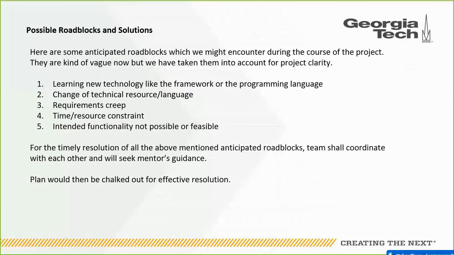So here are some roadblocks and solutions we anticipated throughout the course of the project. They may be learning a new technology or framework, and a change of technical resource or language. There may also be requirement changes and time and resolution constraints, which is an important anticipated roadblock. And then when it comes to intended functionality, if we see that a particular functionality is not able to be implemented, then we may contact or involve our TAs or mentors for quick resolution.